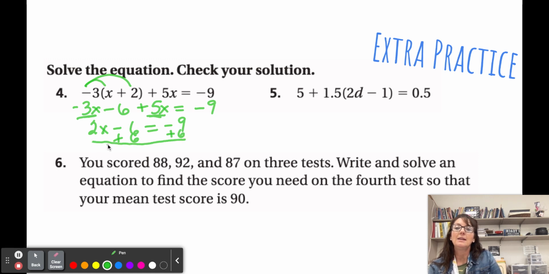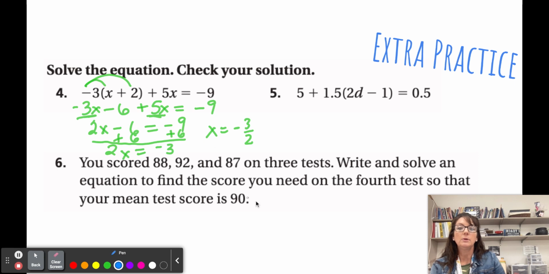My little equal, bring down my 2x is equal to negative 3. I can divide both sides by 2, and I'll get x is equal to negative 3 over 2. If you were to change it to a decimal, it would be negative 1.5. And again, you could go back and check your work to save time. I will not do that.